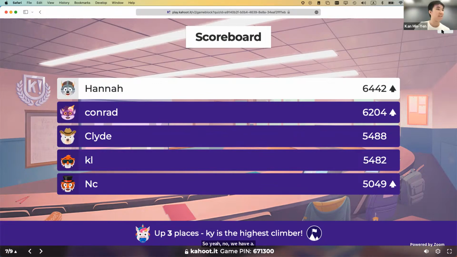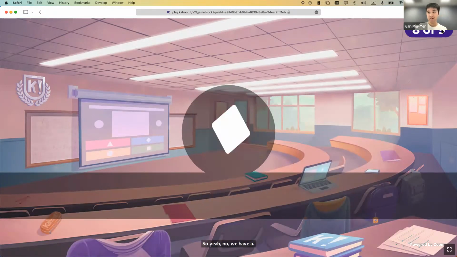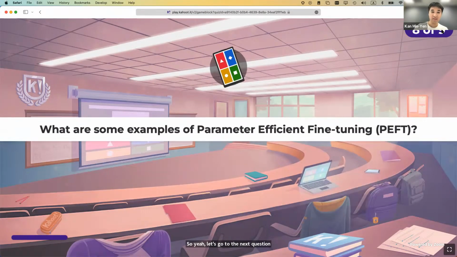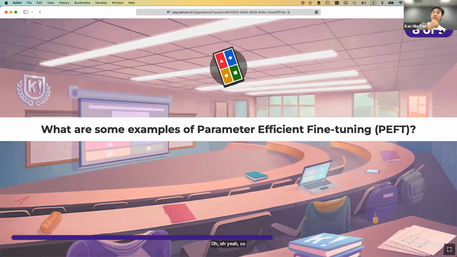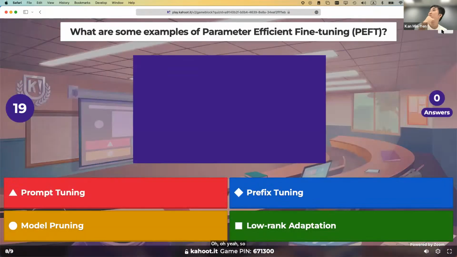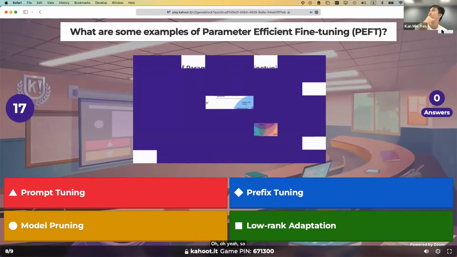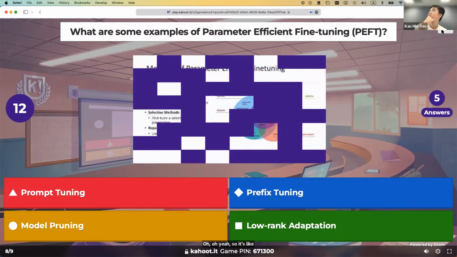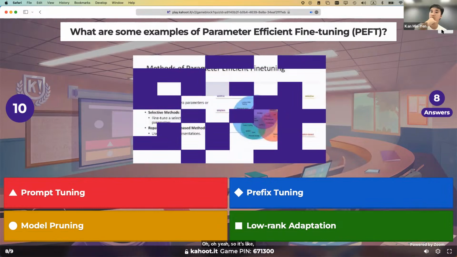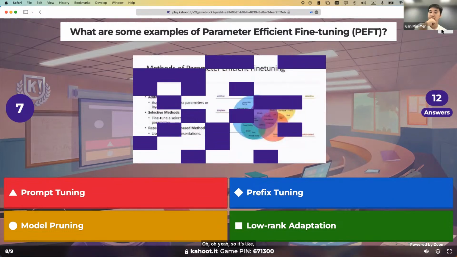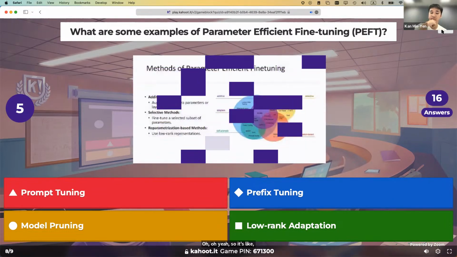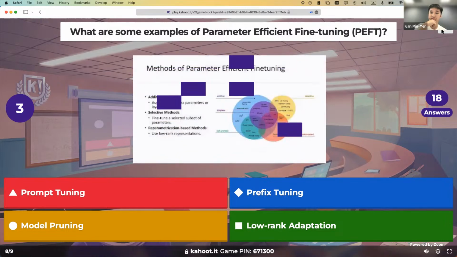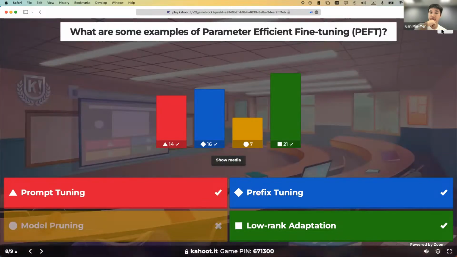So yeah, let's go on to the next question. Oh yeah, so what are some examples of parameter efficient fine tuning? So yeah, actually it's the red, blue, and the green one.